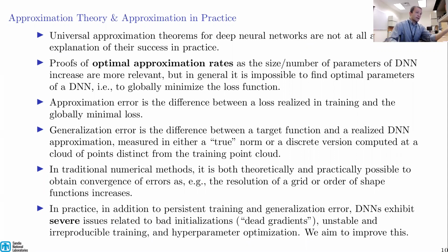So in traditional numerical methods, theoretically and practically, you can get convergence of these errors as the resolution of a grid or the order of your shape functions increases, like in an hp method. But with neural networks right now, it's impossible to drive these errors down to machine precision. And typically you will stagnate much earlier than machine precision due to things like bad initializations, unstable training, and hyperparameter optimization. So these are the things we want to improve.